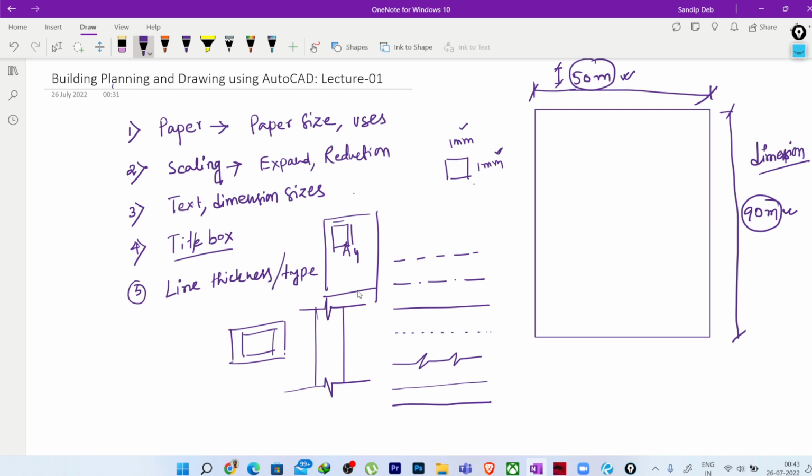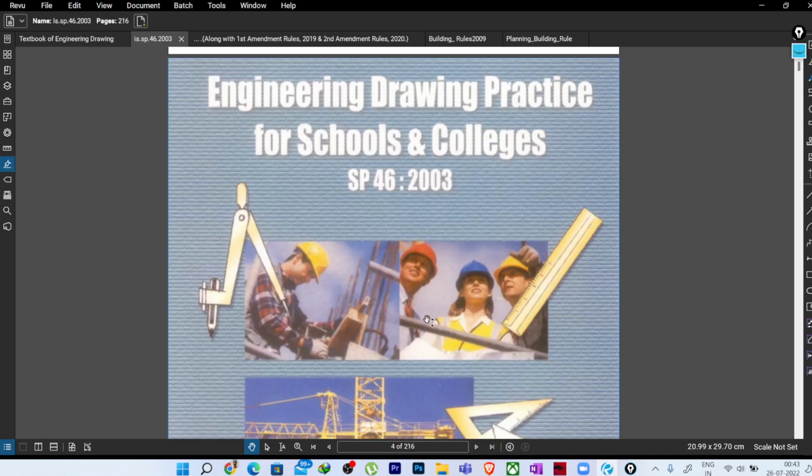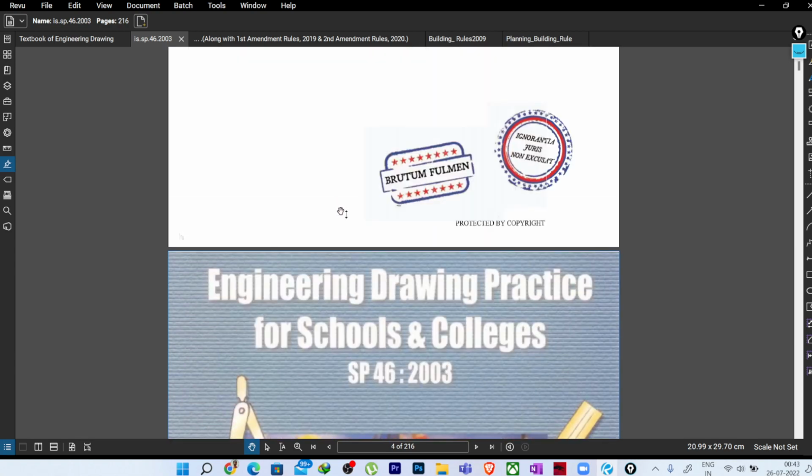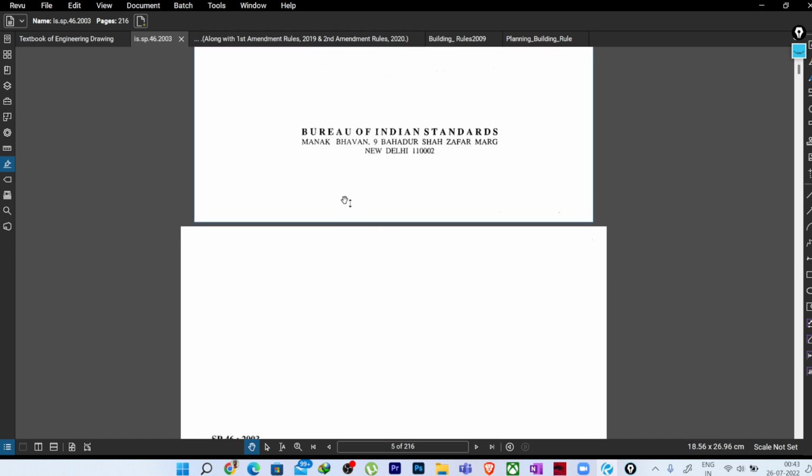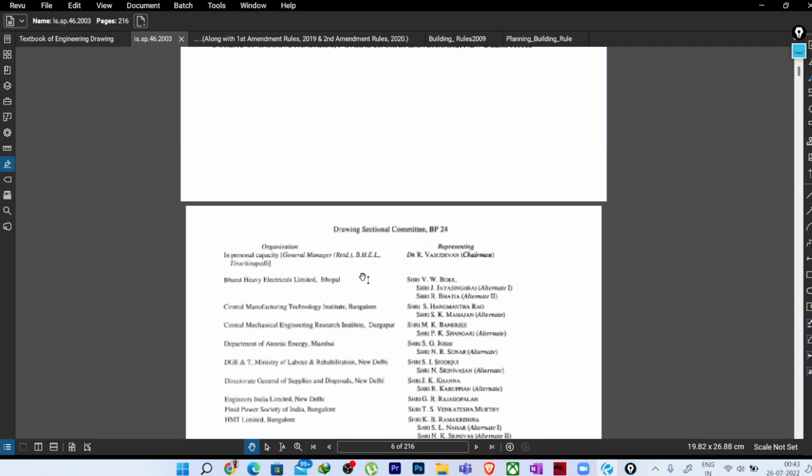So let me show you some references from which you can get these ideas. I will just open a PDF. This is Engineering Drawing Practice for Schools and Colleges, SP46, 2003. I'm not sure whether there is a revision of this, but this is SP46. You can always search on Google and find it. This reference will give you some idea regarding the standard engineering drawing requirements. It is published by the Bureau of Indian Standards.